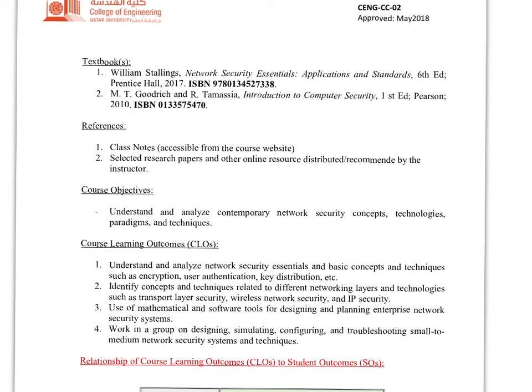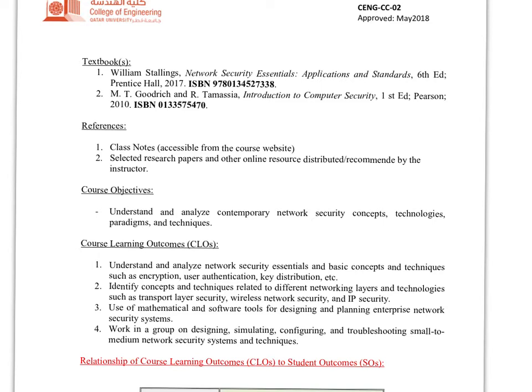In terms of course learning outcomes, we need to understand and analyze network security essentials and the basic concepts. In the first 1 or 2 weeks, we're going to go through some basic definitions of some basic concepts. What are the pillars of security in general? What is the difference between a security mechanism and a security service? What are the famous security mechanisms, which are part of the applied cryptography course? We're going to highlight some of these mechanisms and talk about them from a high-level point of view.